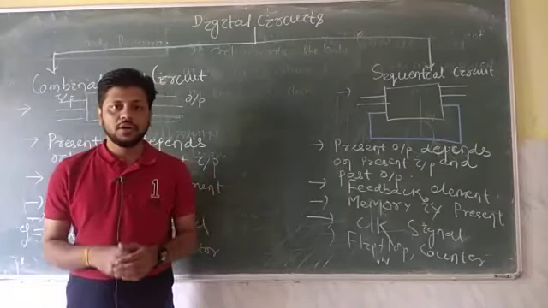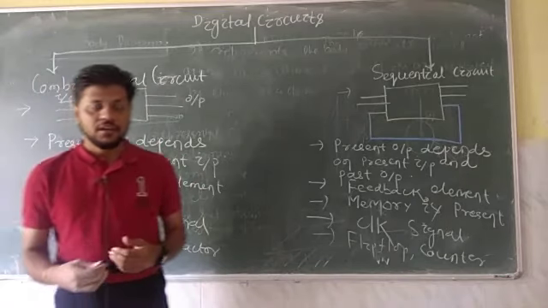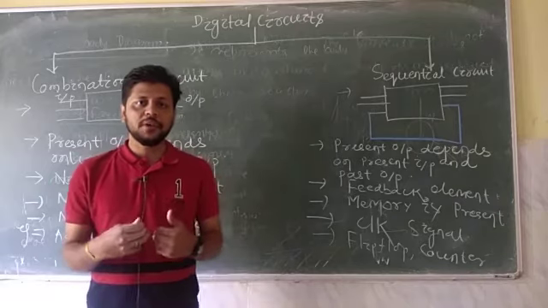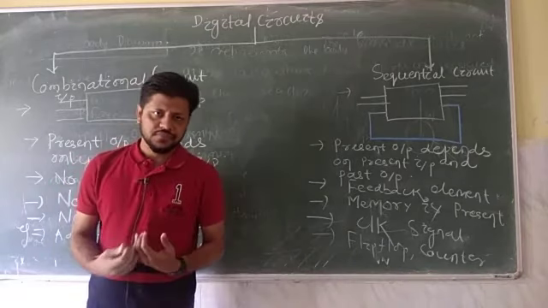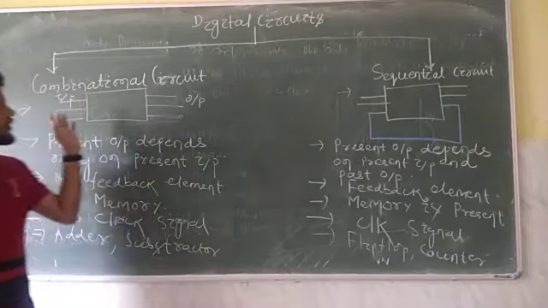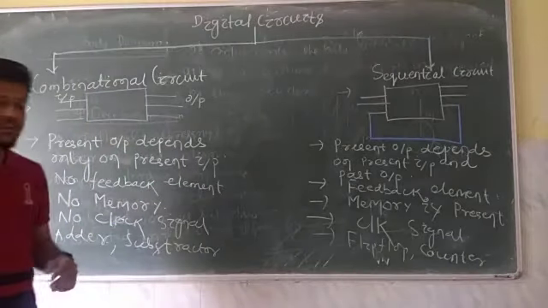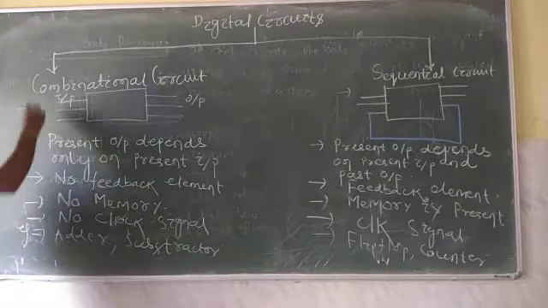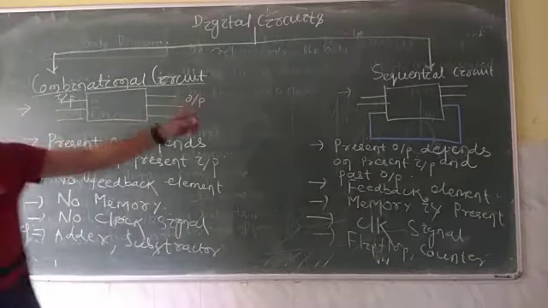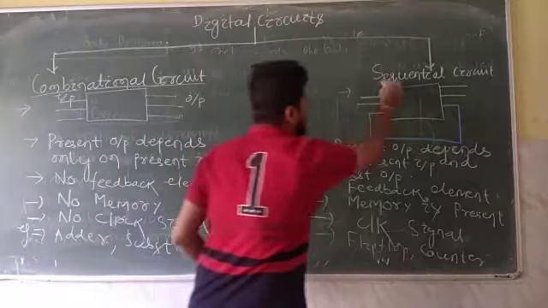Till now we have covered all the basic logic gates. Now it's time to use those logic gates to implement some applications. Digital circuits are classified into two types, combinational circuits and sequential circuits. Here I have drawn combinational circuits. This is one of your digital circuits, and another one is sequential circuits.